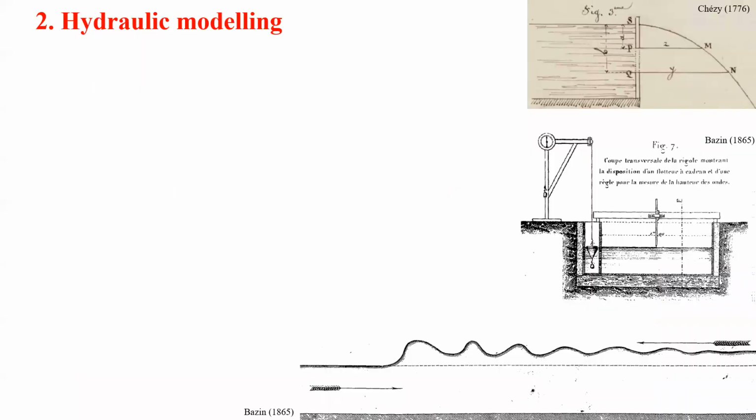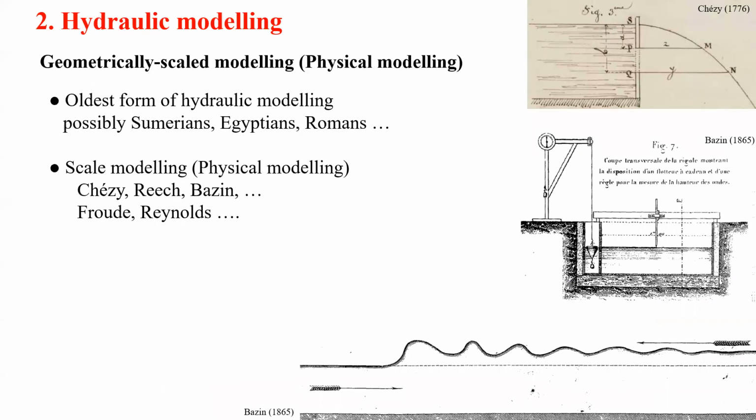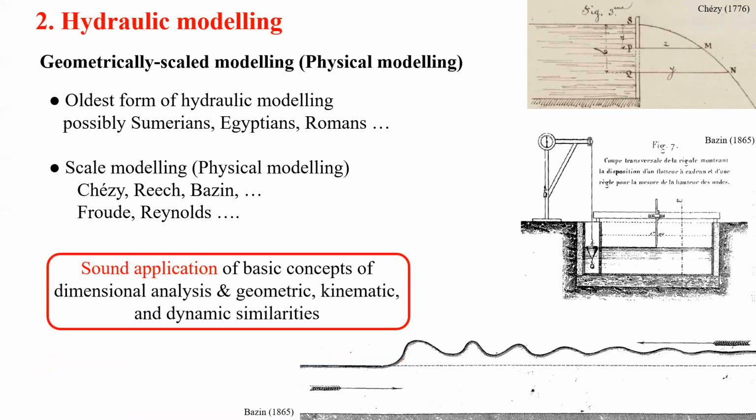Hydraulic modeling is an expression which in fact encompasses several different techniques. The oldest and possibly better known type of hydraulic modeling is using geometrically scaled models. It is physical modeling, which was likely used in antiquity by Sumerians, Egyptians, and Romans. Also, modern physical modeling derived in part from the works of Chézy, Reech, and Bazin. That is, it is based upon the fundamental concept of dimensionality and geometric, kinematic, and dynamic similarities.